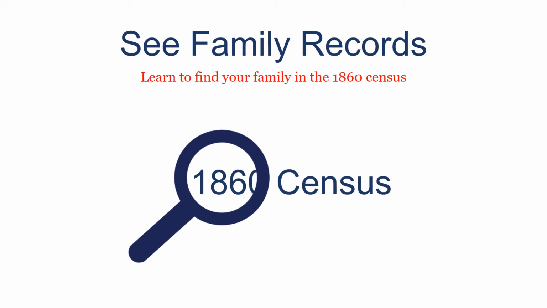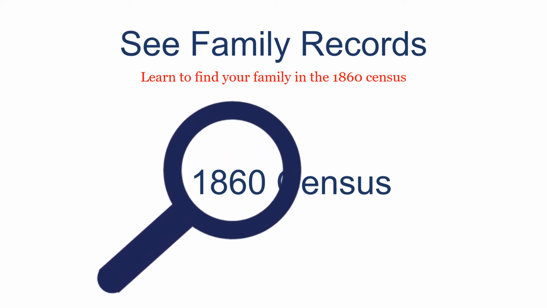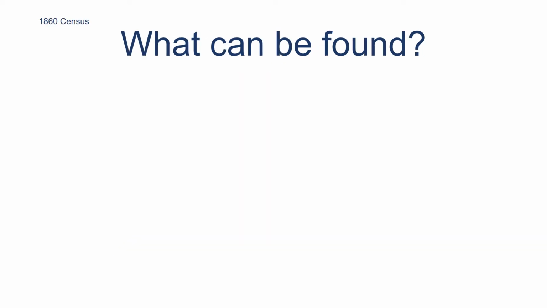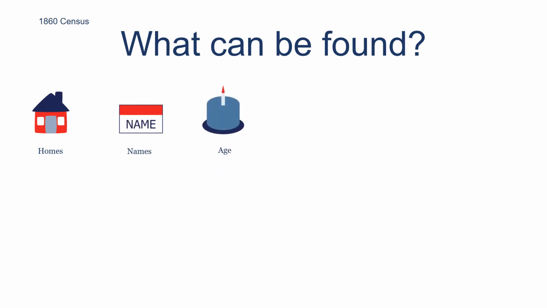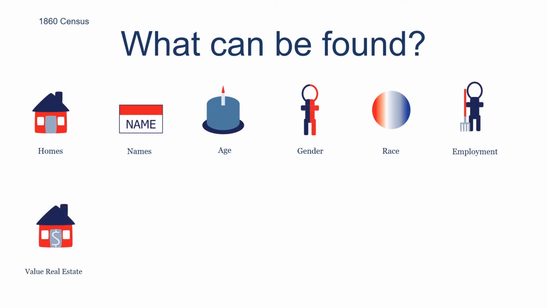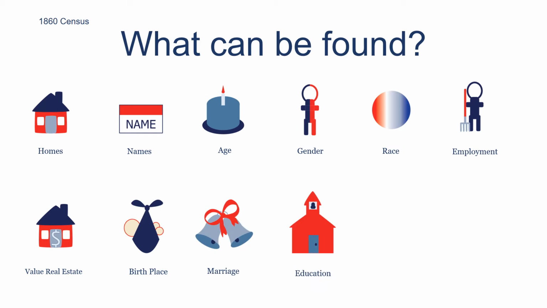Learn to find your family in the 1860 census. What can be found? Homes, names, age, gender, race, employment, value of real estate, birthplace, marriage, education, health, and slaves.